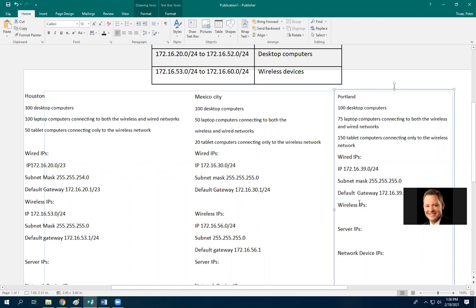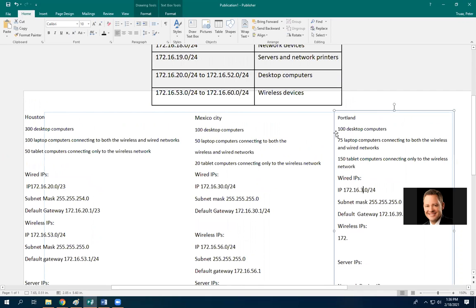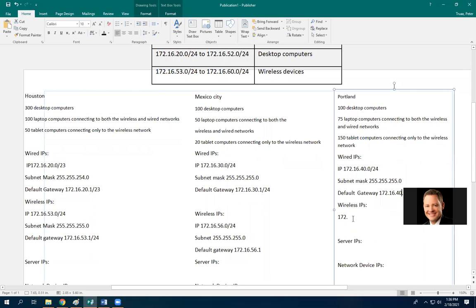All right, so does that make sense to everybody? They're going to have that gateway. And then, oops, not 39. We're going to 52. We're going to do 40s, I thought. So, yeah, 40. It was over here that we were going to do one less. 172.16.